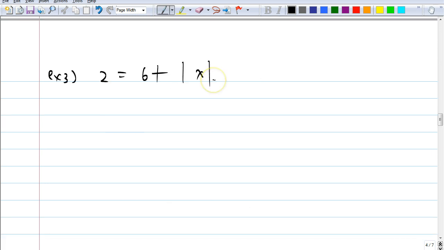If I have this equation, 2 equals 6 plus absolute value of x. Of course, we want to get the absolute value of x by itself. So what do we do here?